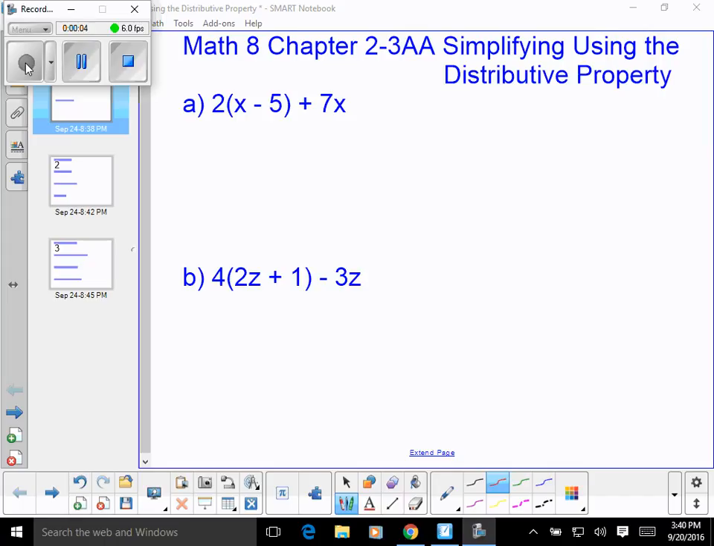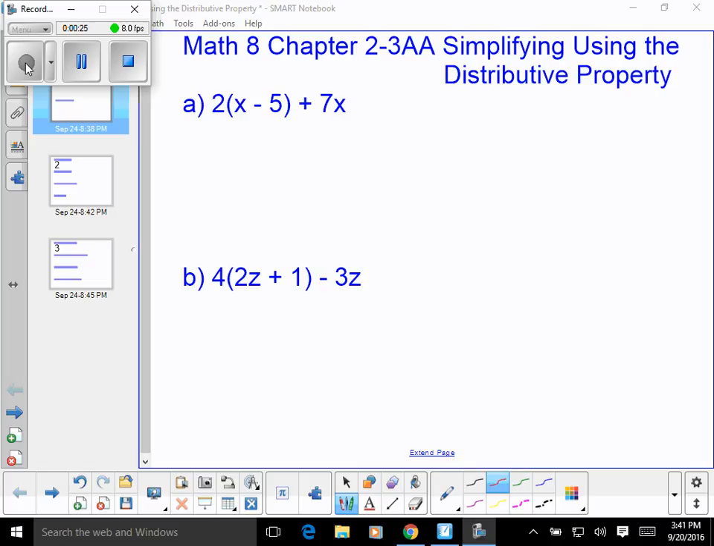Welcome to lesson chapter 2, 3AA, simplifying using the distributive property. Make sure you are doing this lesson after lesson 2, 3A. We are going to be using the distributive property, which we learned at the end of chapter 1.